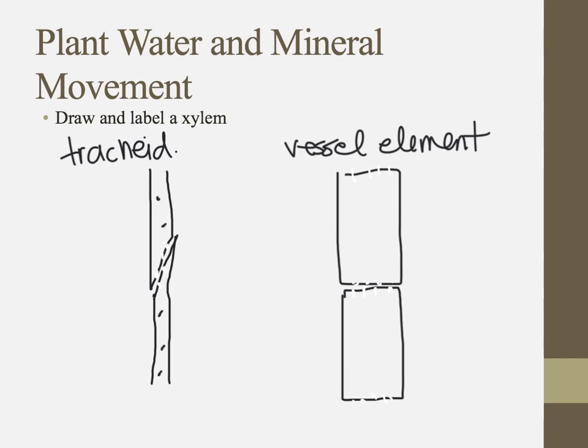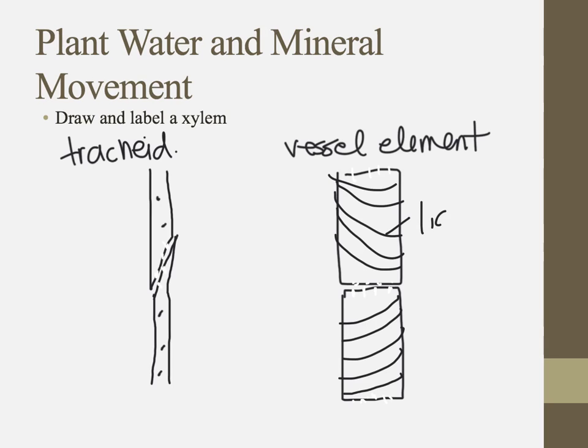Now, the other interesting thing about the vessel elements is they have this stuff that goes around them, kind of in a spiral. I don't know how I'm going to draw that. Let's just pretend this looks like some kind of candy cane stripe. And this stuff here is called lignin. We'll talk more about that later.